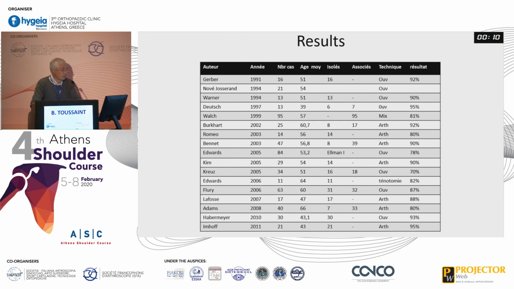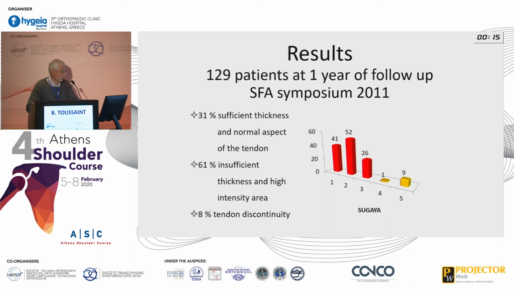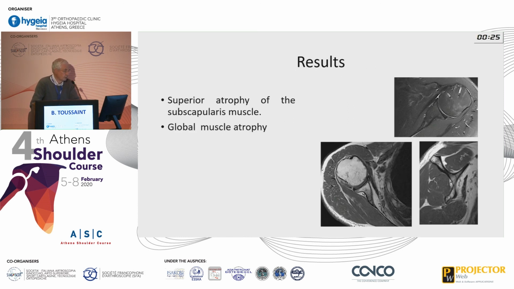Different results of different techniques of the repair of the subscapularis. In our series for the French Arthroscopic Society Symposium, you see the result is not too bad at only 1 year of follow-up. But during that, you can observe the superior atrophy of the subscapularis muscle, and you can explain it by the release, the posterior release of the subscapularis muscle, because you devascularize the muscle as well.